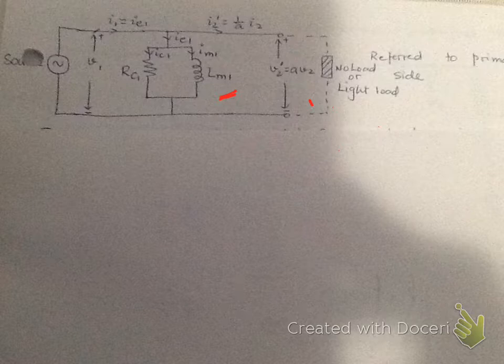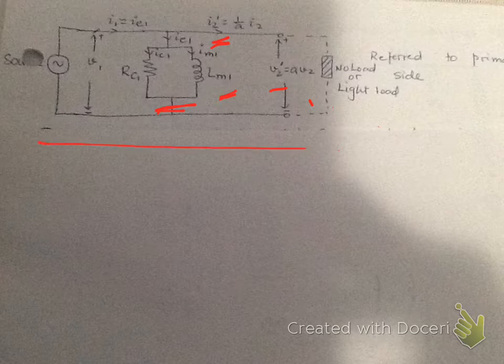This was a part of the primary side anyway, and you have changed your V2 to V2 prime, and your I2 to I2 prime. So I2 prime is I2 over A, and V2 prime is A times V2. So this is the transformer equivalent circuit under no load conditions, referred to the primary side.